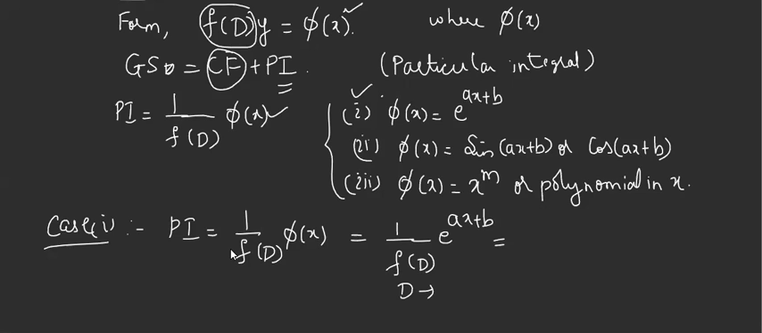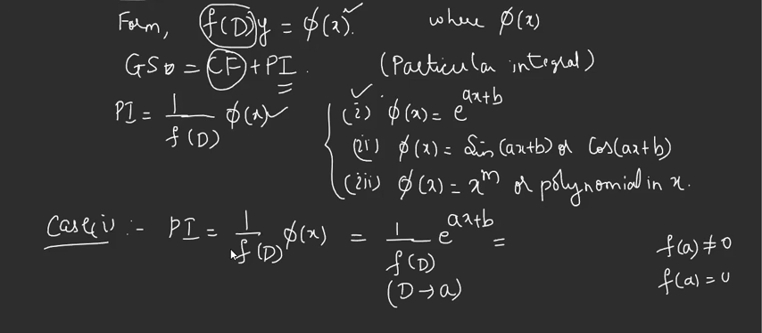So replace your d by a. It may happen that f of a, if you replace all the d's by a in f of d, there are two things that may happen. This may not be 0 or this may be 0.